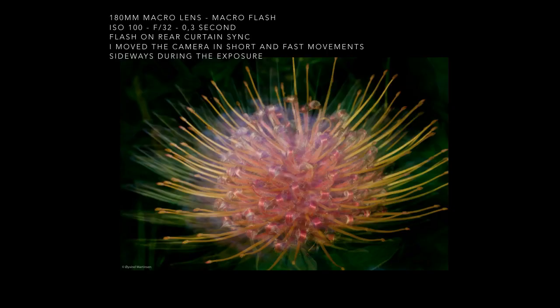Here I am working on a South African flower, and I move the camera sideways, back and forth during the exposure. I also use the flash and I set it on rear curtain sync. Then the flash fires at the end of the exposure and not in the beginning. Then you get a combination of softness created by the motion and sharpness created by the flash.